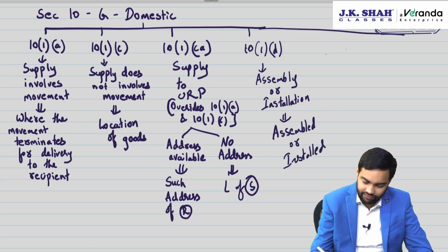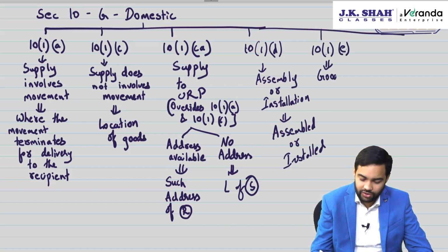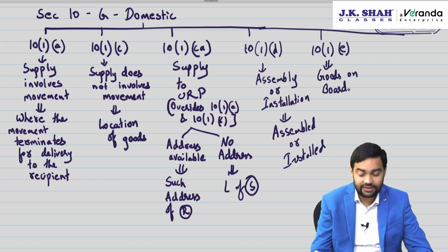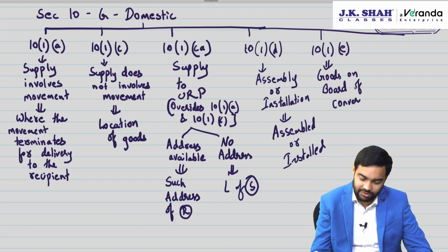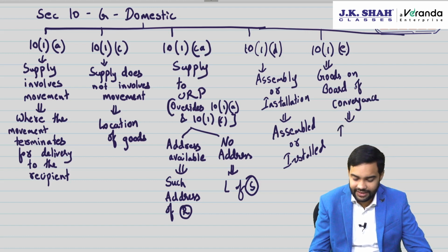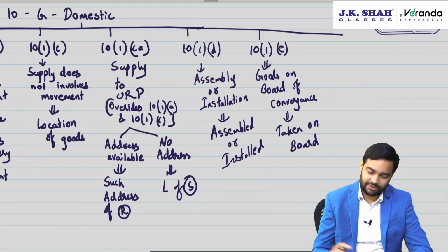Then you have 10.1e. 10.1e talks about goods supplied on board of a conveyance. That was services on board of a conveyance. This is goods on board of a conveyance. Goods on board of a conveyance, the place of supply will be where the goods are taken on board. Wherever it was taken on board, that will be regarded as place of supply.